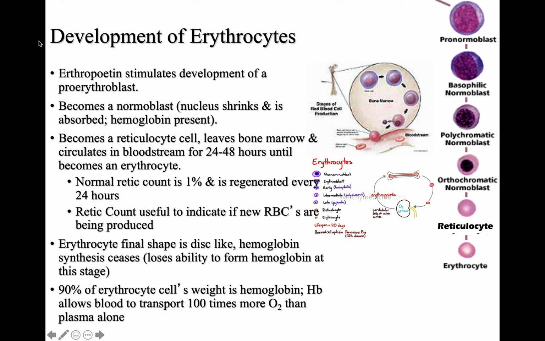When hemoglobin synthesis ceases, it loses its ability to form hemoglobin at this stage. 90% of an erythrocyte's weight is hemoglobin. Hemoglobin allows blood to transport 100 times more oxygen than plasma alone. So even if we have a decent amount of plasma in the body, but our red cells are down, we're going to have a problem.